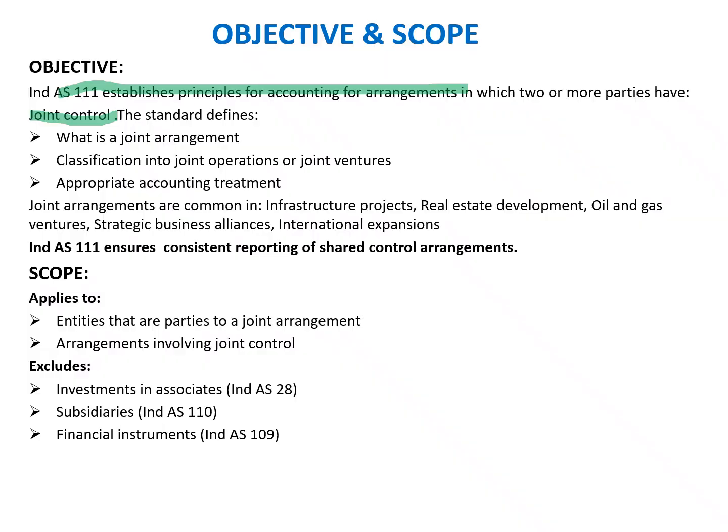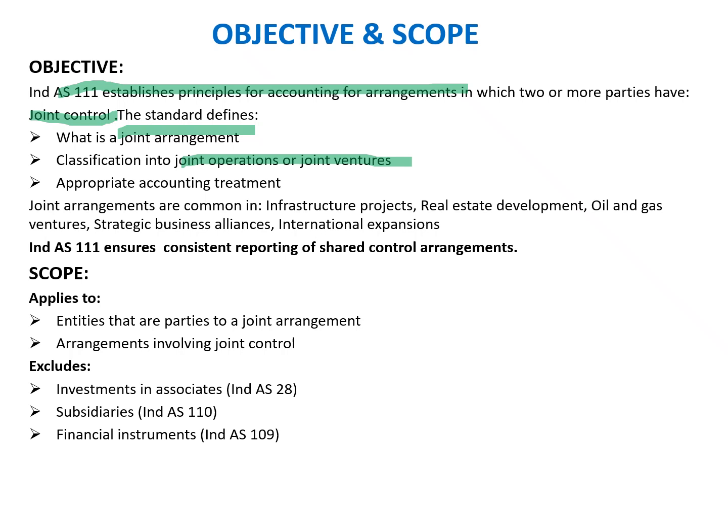Then definitely once we have understood the concept of joint control, this objective also covers what is the joint arrangement. And then once it has been classified, the bifurcation or classification of that particular joint arrangement into joint operations or joint venture, and the appropriate accounting treatment under joint operations and joint venture, how it is going to be dealt with, is being covered as a part of Ind AS 111.